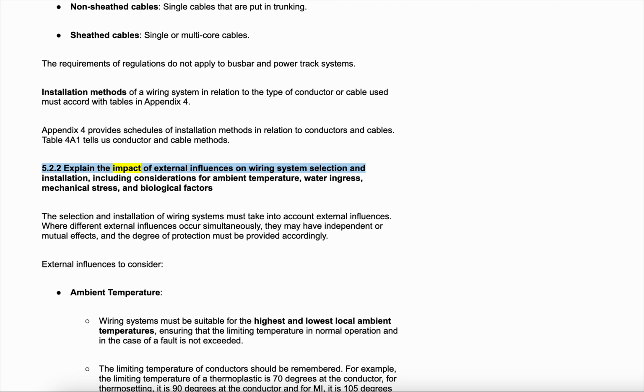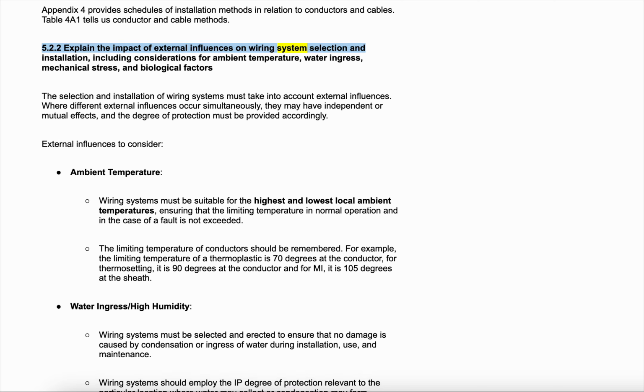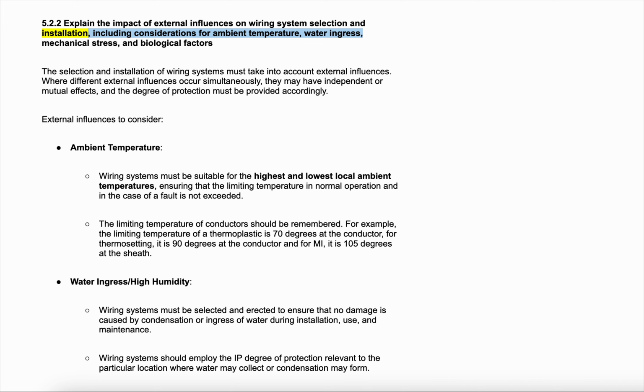5.2.2 explain the impact of external influences on wiring system selection and installation, including considerations for ambient temperature, water ingress, mechanical stress, and biological factors. The selection and installation of wiring systems must take into account external influences. Where different external influences occur simultaneously, they may have independent or mutual effects, and the degree of protection must be provided accordingly. External influences to consider. Ambient temperature.